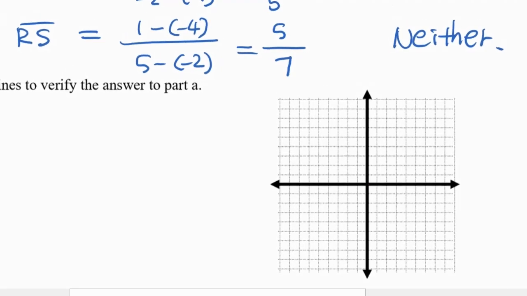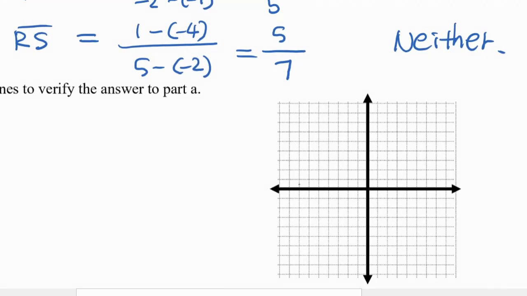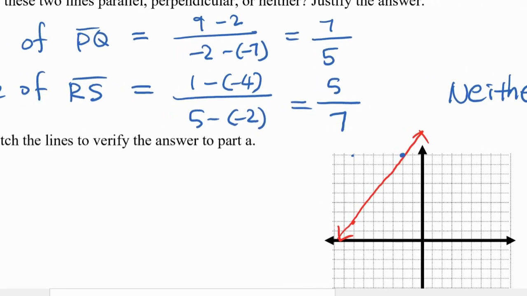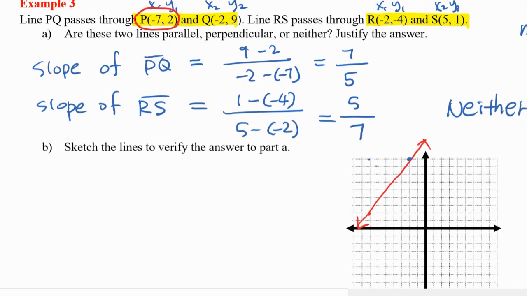Let's zoom in. So negative 7 comma 2 is here. So we go up 7 units and go right 5 units. So let's move up 2, 4, 6, 7. So here, and walk over 5 units. It becomes 5 here. So rise is 7 and run is 5. So let's draw it. So this is PQ.